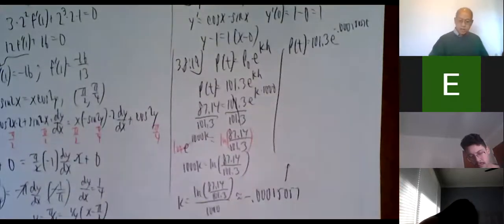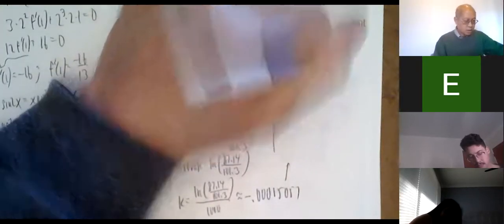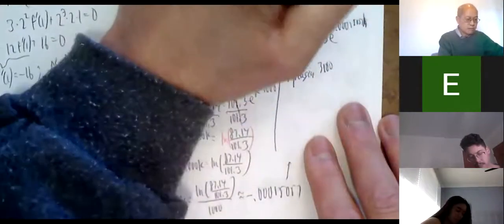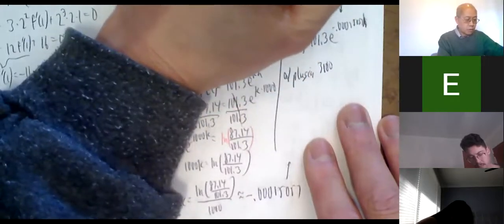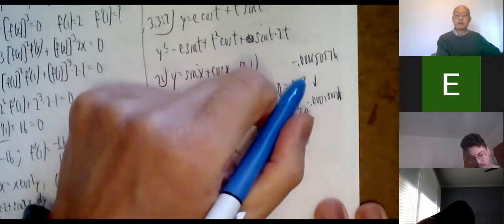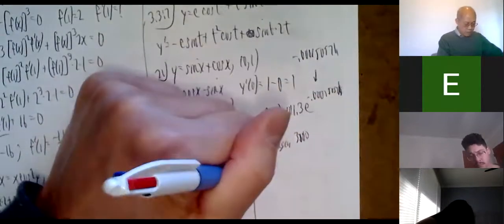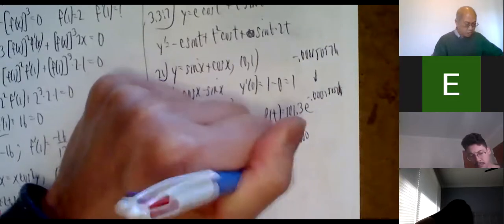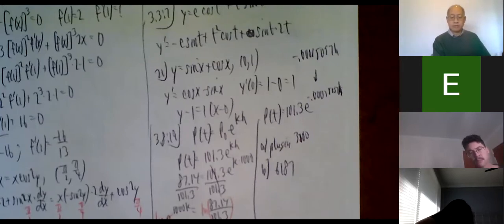Just copy that thing. Okay, and to save time, I won't go any farther, but now you just plug in. So A, plug in 3,000. Oh, sorry, not t, it's h. Negative 0.0001557h is what that should be. I can't read it. All right, then plug in 3,000, and part B, plug in 6187. Okay, so that's as much as I feel like doing for that one.